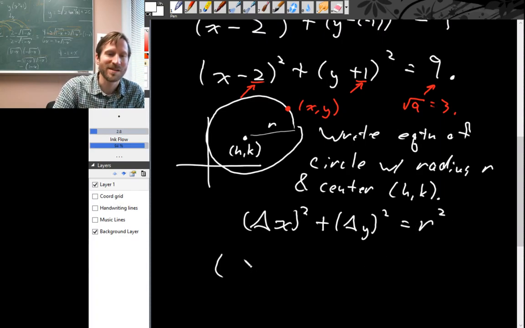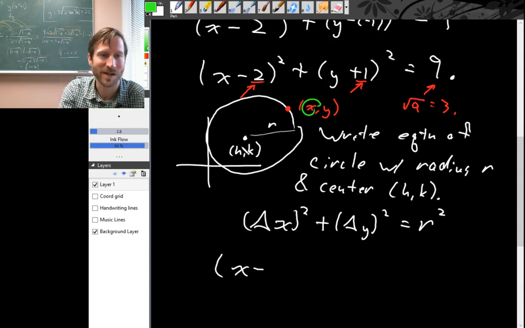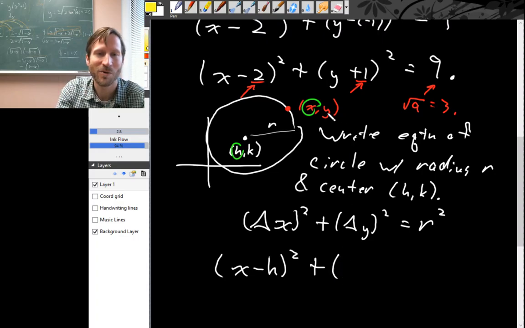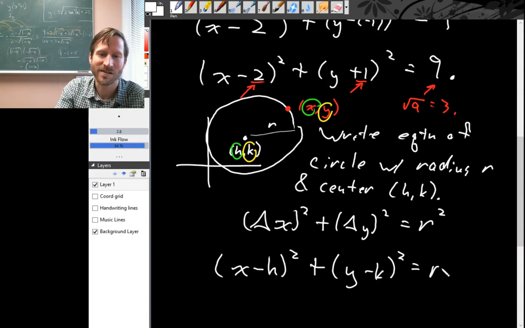Well, this time delta x is x minus the x-coordinate of the center, so x minus h, squared, plus, and then for y-coordinates, the y-coordinate of our point minus the y-coordinate of the center, so y minus k, squared, and then on the right-hand side, r squared.